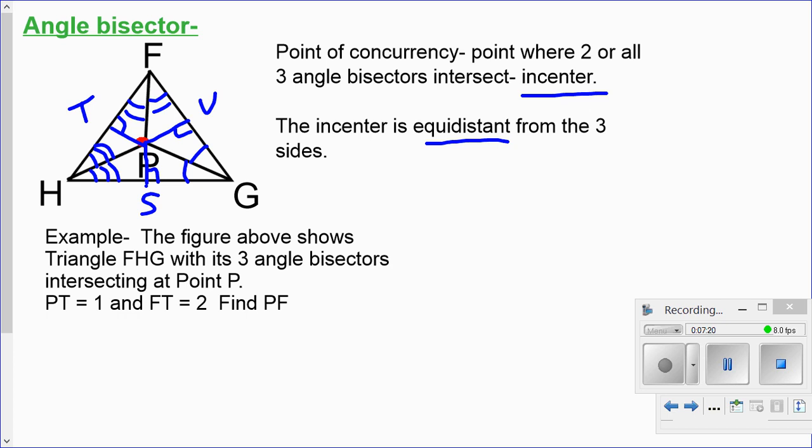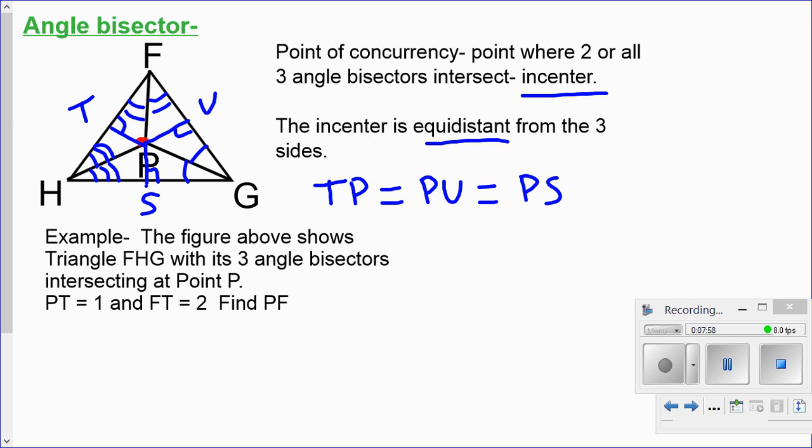Okay, so we know that those distances, TP is going to be equal to PU, is going to be equal to PS, because the incenter is equidistant from the sides. So if we're looking at those three distances, they would be equal. So let's see how we can use that information.